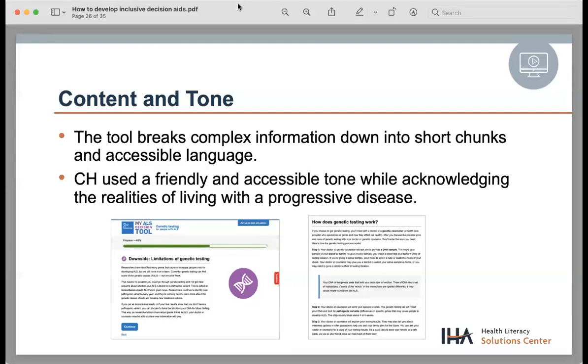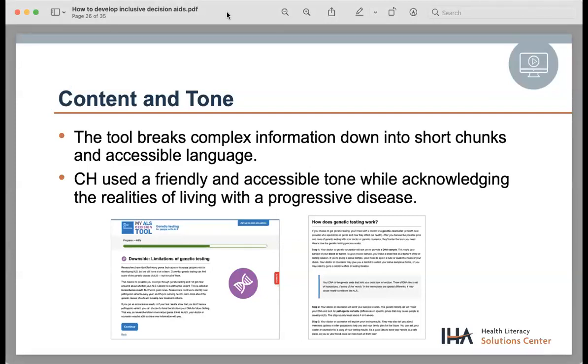But it's also complex in a sense of just the emotional process of learning about your ALS diagnosis, coping with the obstacles that come with living with ALS and the treatment options that may be required. And there's just a lot of logistical aspects and difficult emotions that may come up throughout the process. So it's important to use that empathetic tone and really make the content friendly and accessible, while also acknowledging the realities of living with a progressive disease.